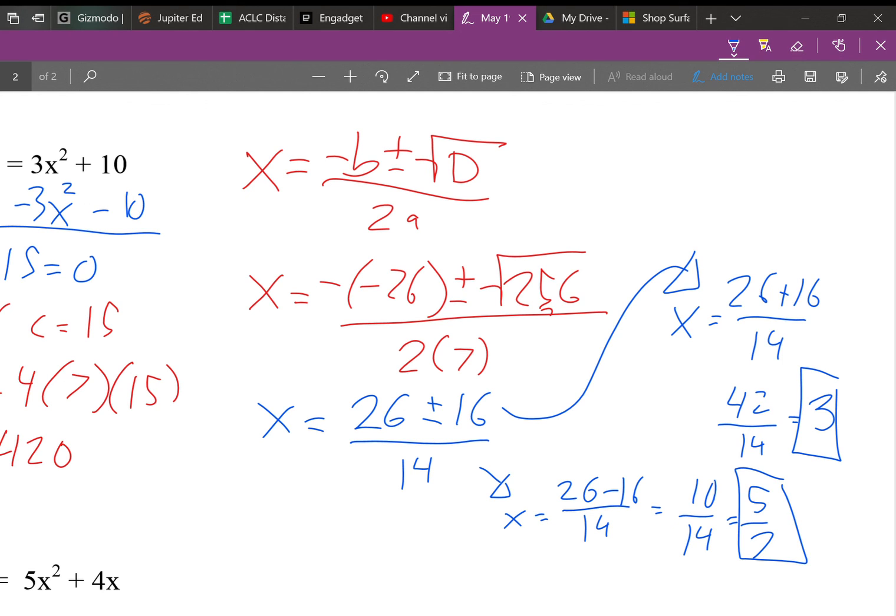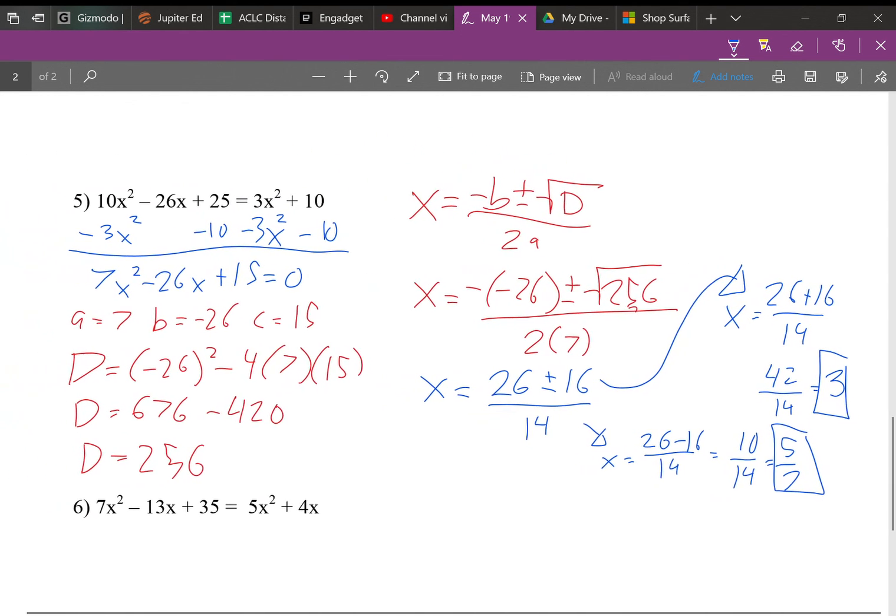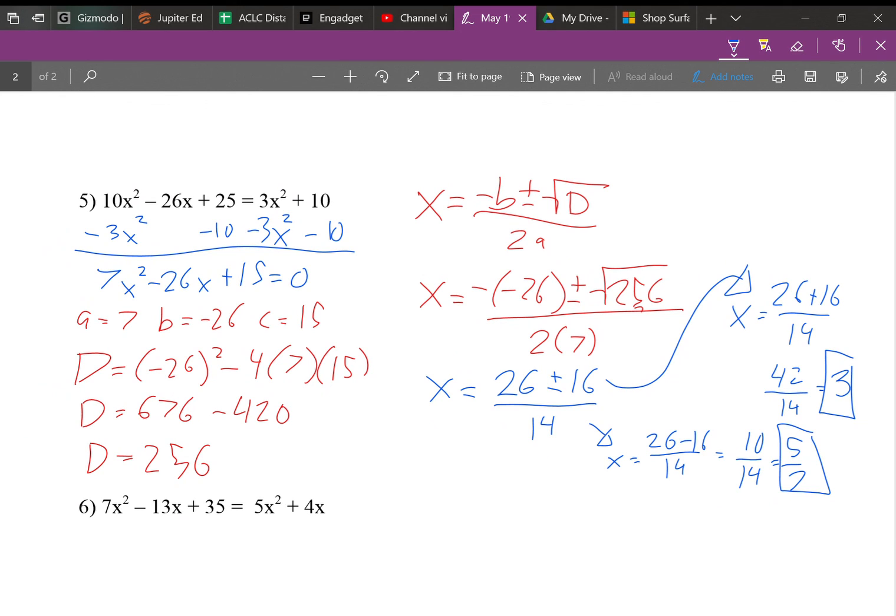And again, we knew we were going to have two solutions because the discriminant was positive. So here's a look at the whole problem. And again, I know this is a lot of work. That's why I'm giving you very few problems. I do want you to do all of them, please.